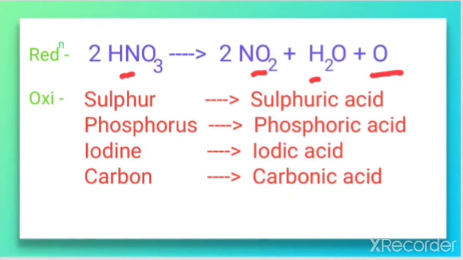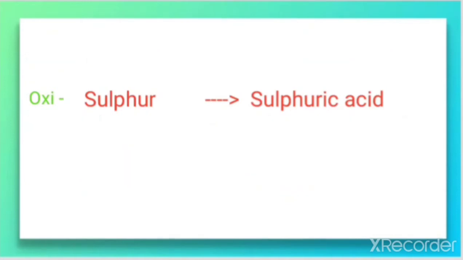Now first of all, you need to balance the individual reaction. When you put a 2 here, this equation is balanced after putting 2 before NO2. So first you have to balance the individual equations, and only then will we get the overall equation balanced. So the reduction reaction is 2HNO3 gives 2NO2 plus H2O plus O, where O is the nascent oxygen. Let us first discuss the reaction of sulfur to sulfuric acid.